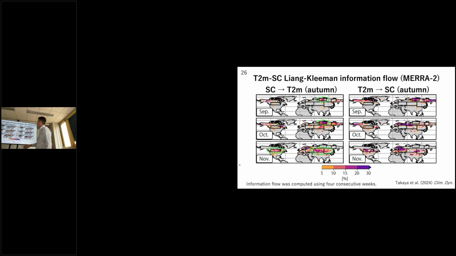But we are more interested in the influence of the snow cover on 2-meter temperature. And we found some hot spots or cold spots, whatever, the sensitive regions of 2-meter temperature to snow cover. For example, in September, we see the hot spot here, the cold spot here. And in winter, or in the late autumn, we see a large area of cold spot.